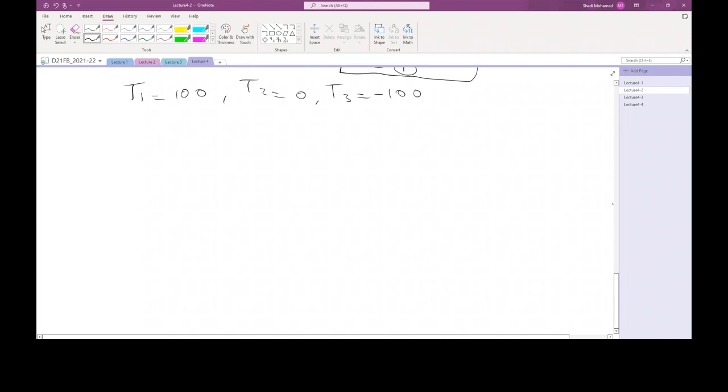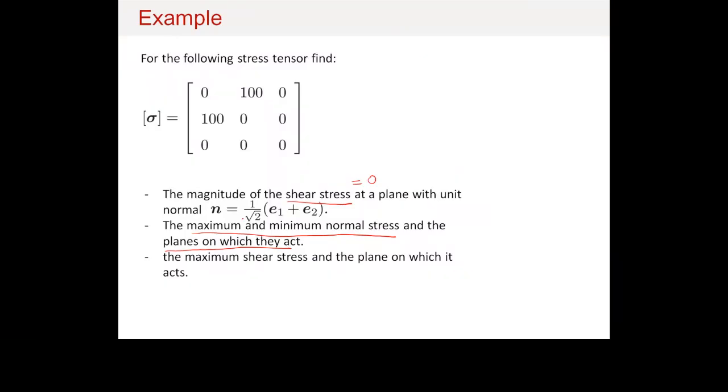100. So far, I have been able to solve the first part. This is the maximum and the minimum normal stresses. Now I need to find the direction of the planes for each one of these. So I need to find N1, N2, and N3, because each one of these normal components is only available on a specific plane. So I need to figure out where these planes are.